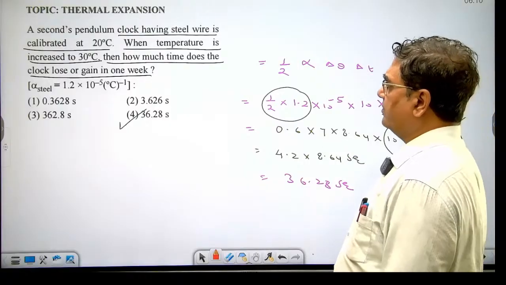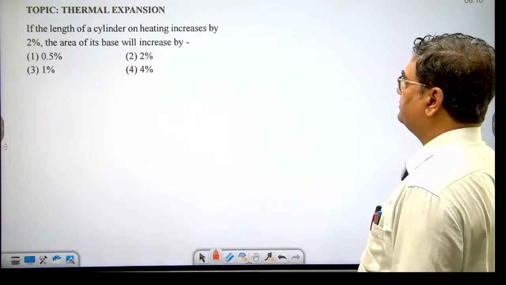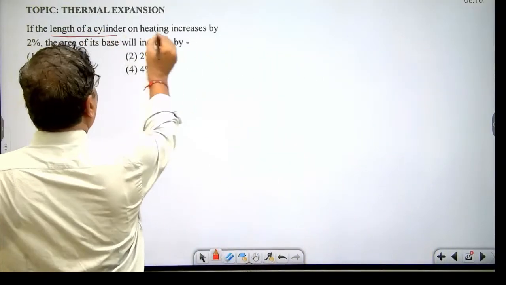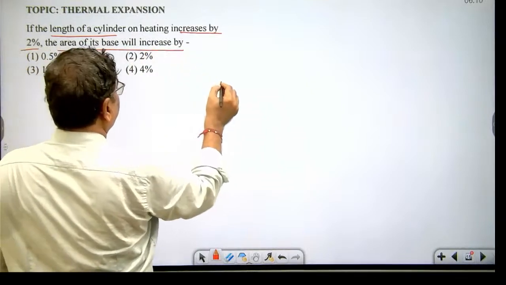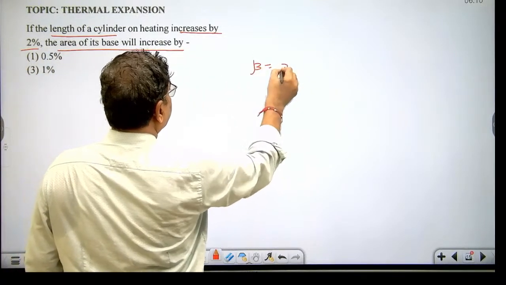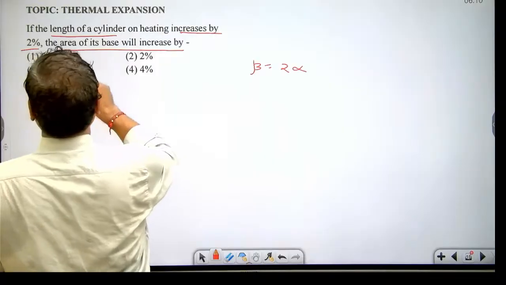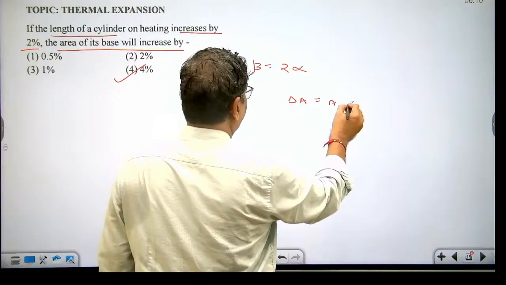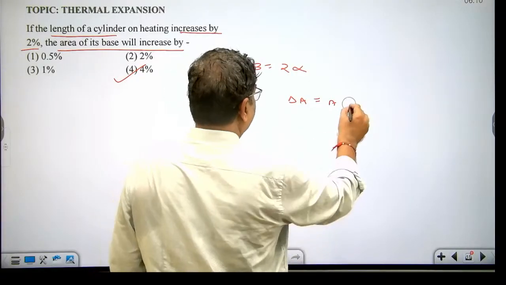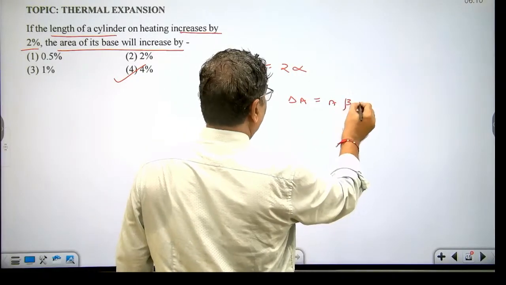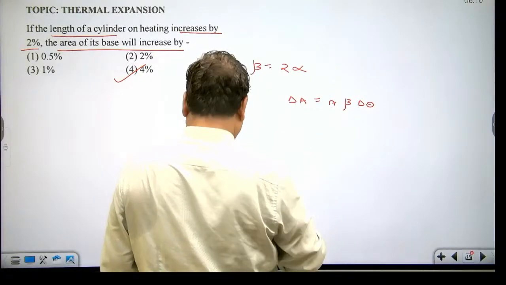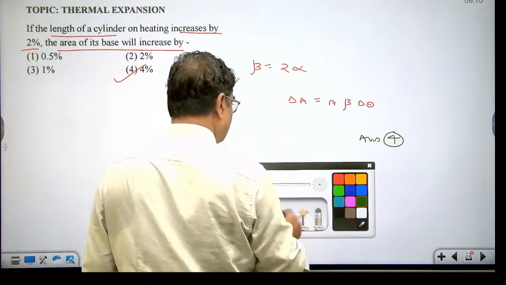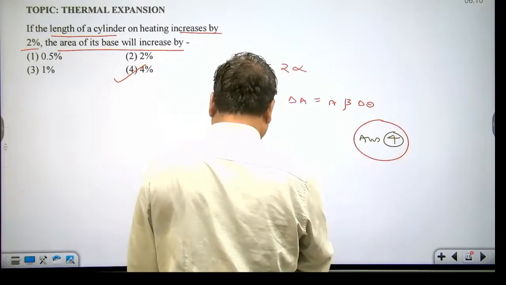This is a very good question for NEET or JEE. If the length of a cylinder on heating increases by 2%, then the area, dear student, the areal coefficient of thermal expansion is twice the linear thermal expansion. So it will increase by 4%. How? Delta A equals A beta delta theta. So the correct choice out of 4 choices is option 4. Option 4 is the correct answer in our case.